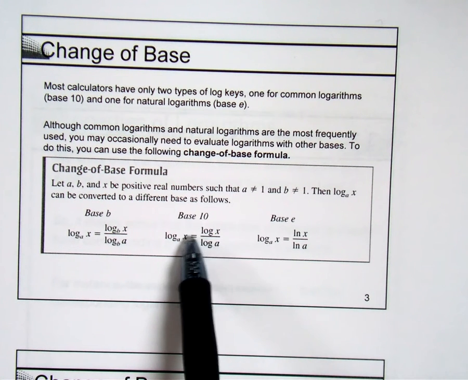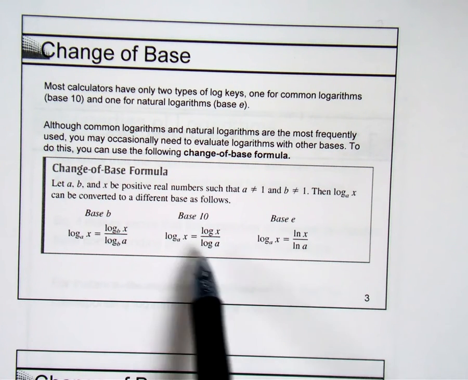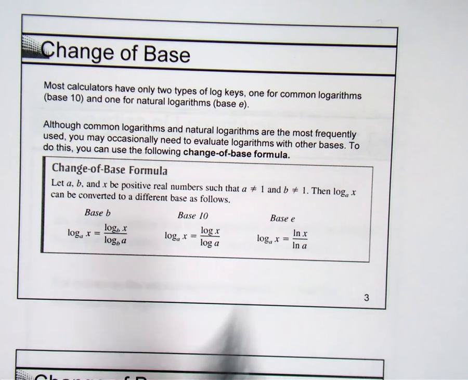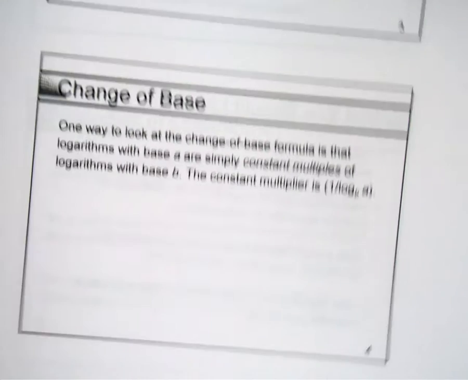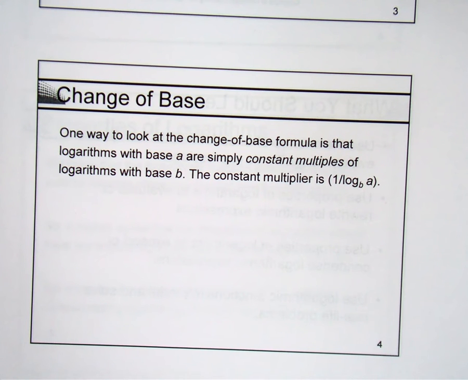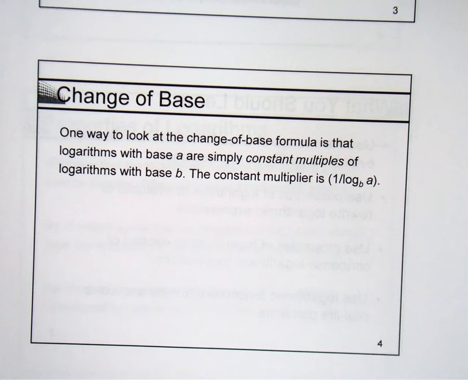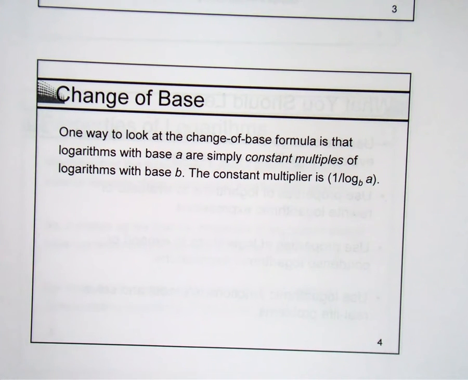How I remember that is that the big one goes up, and the little one, the subscript, is already down a little bit, so that one goes on the bottom. And you can do the same thing with natural log, log base E. One way to look at the change of base formula is that logarithms with base A are simply constant multiples of logarithms with base B, the constant multiplier being 1 over log base B of A.